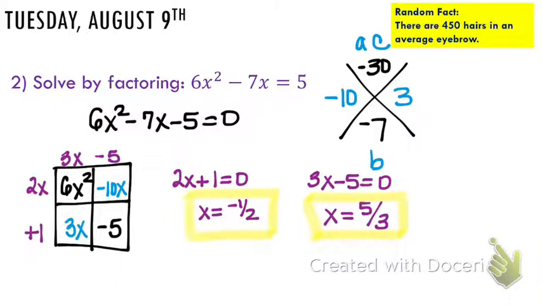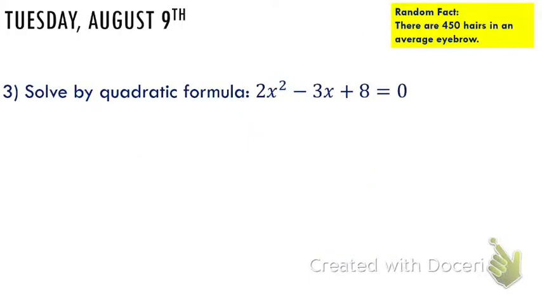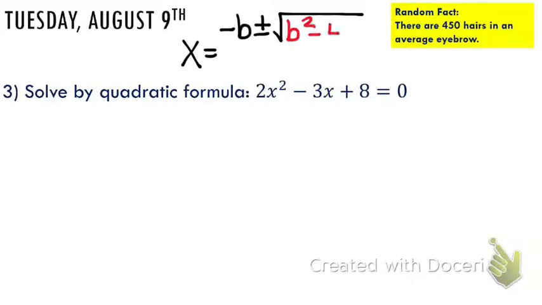So for the quadratic formula, let me go ahead and write it on the top of the screen in case you don't know it. It's the opposite of b plus or minus the square root of. What's underneath the square root is your discriminant. And that's all divided by 2 times a.